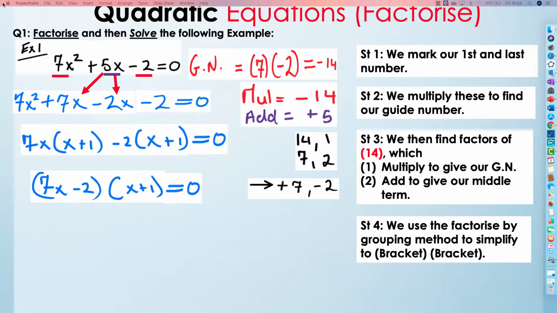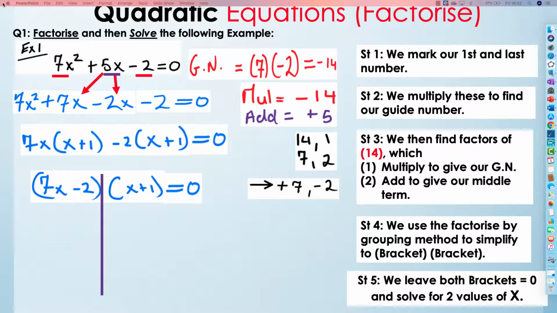Now, when you're asked to factorize it, that's as far as you have to manage, isn't it? Bracket. That's as far as you have to manage. This time we're asked to factorize it and then solve it. So we must draw a line down the middle. And then we say 7x minus 2 is equal to 0. Alright, so we take it separate. We say this is going to be equal to 0 and this is going to be equal to 0.